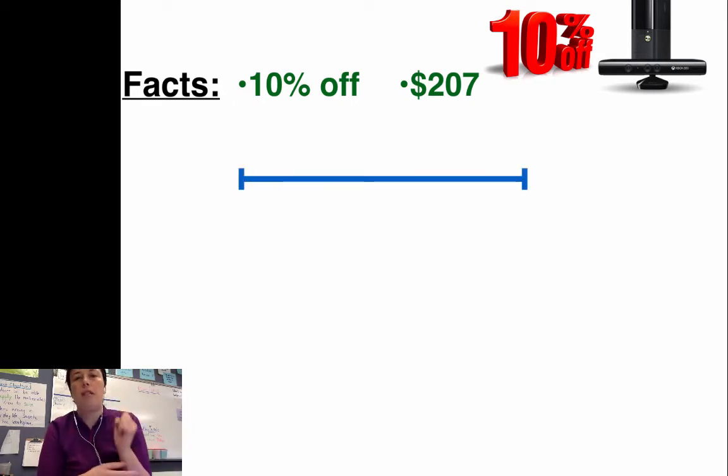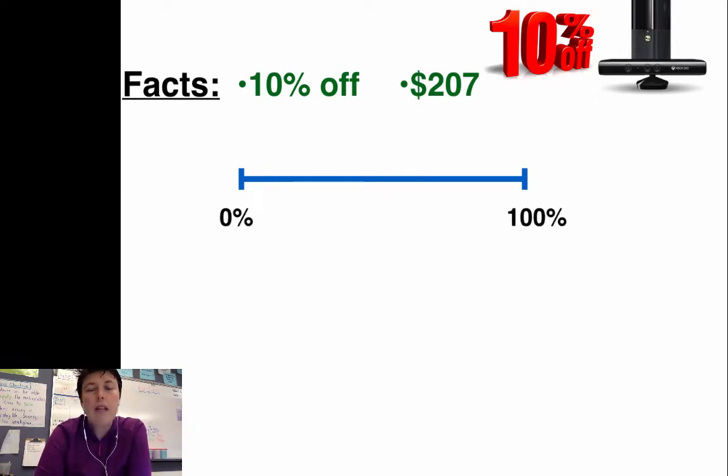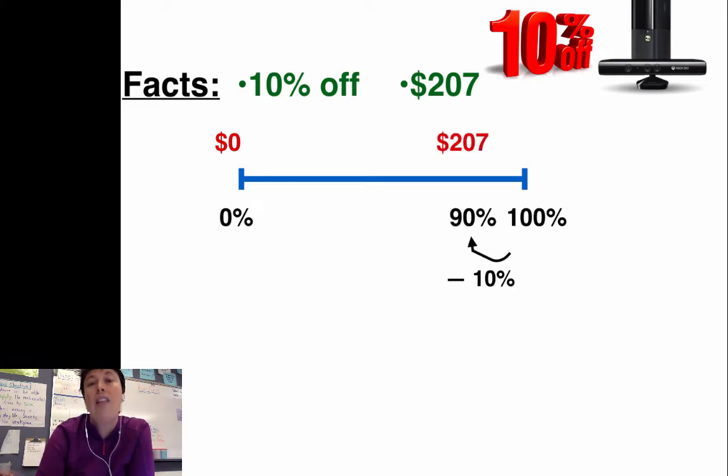So let's get this set up on a number line. Our number line is going to go 0 to 100%. And what we know is 0% would be spending $0. We do not know what 100% of the cost was, but we do know that she took 10% off, so she saved 10%. She only had to spend 90% of the price, and that was a price of $207. When she went to pay, that's how much she spent. So the question marks are, what was the cost when it was 100%, when there was no sale? That's what we're trying to figure out.